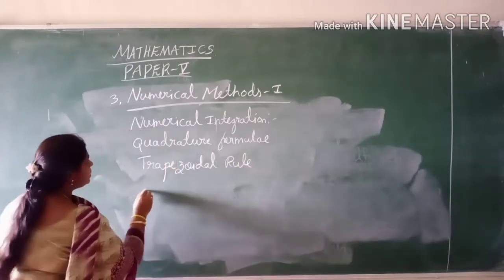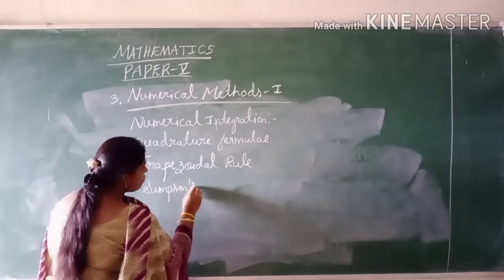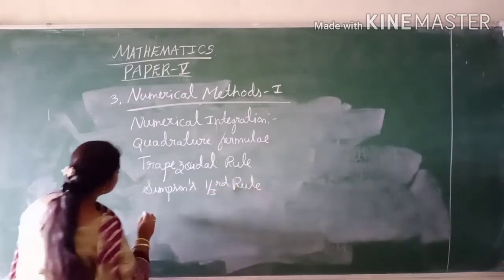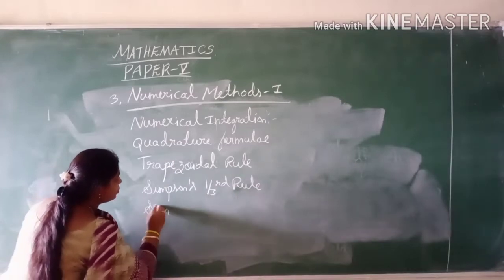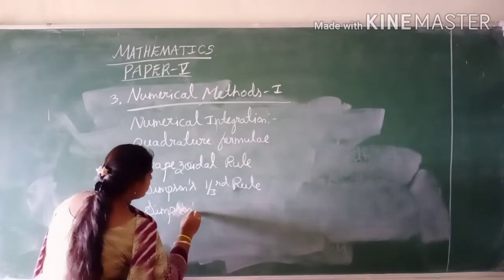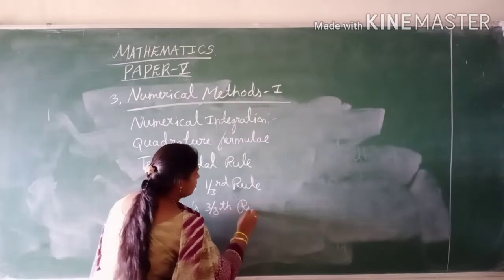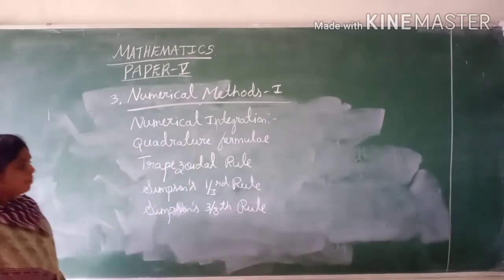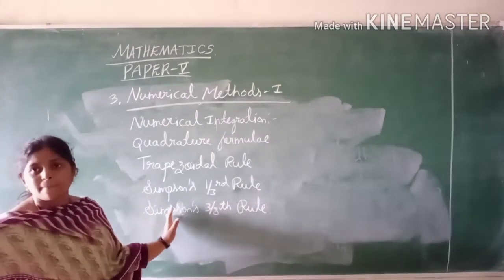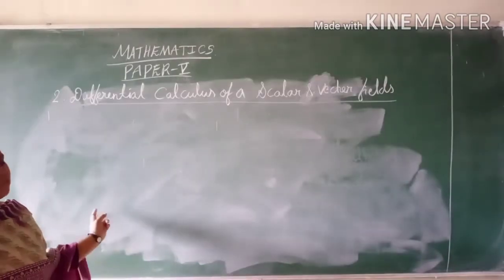Then, Simpson's 1/3 rule. Next, the Simpson's 3/8 rule. This is a brief explanation about the syllabus of paper 5. Now I will start the syllabus.